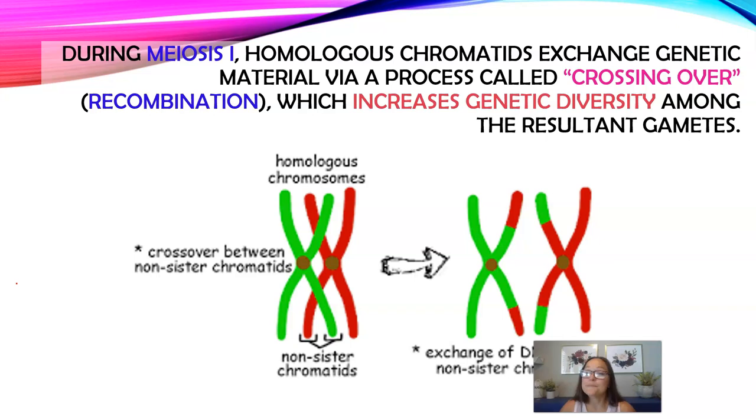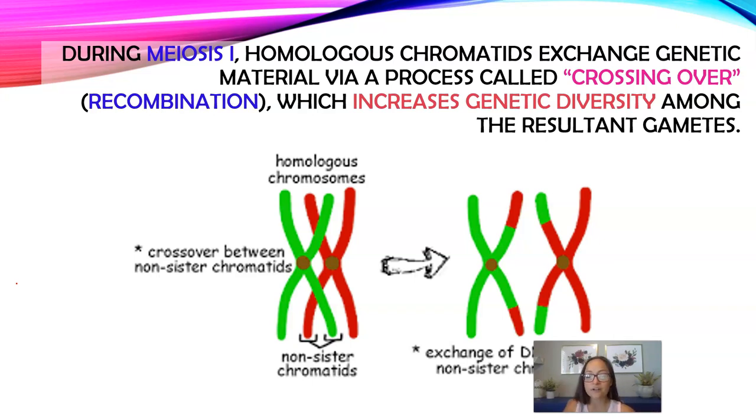So chromosomes exchange genetic material via a process called crossing over, or recombination, which increases genetic diversity among the resultant gametes. Recombinant chromosomes exchange pieces of DNA and then recombine. So if you ever see a recombinant chromosome, it means that it is the product of crossing over.